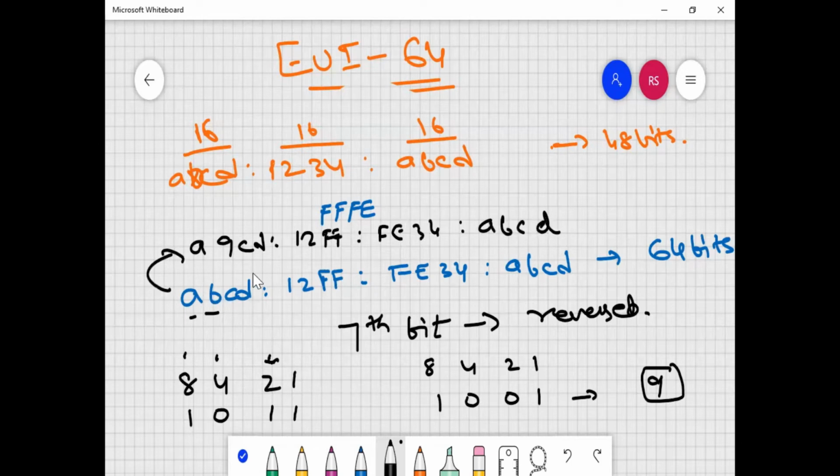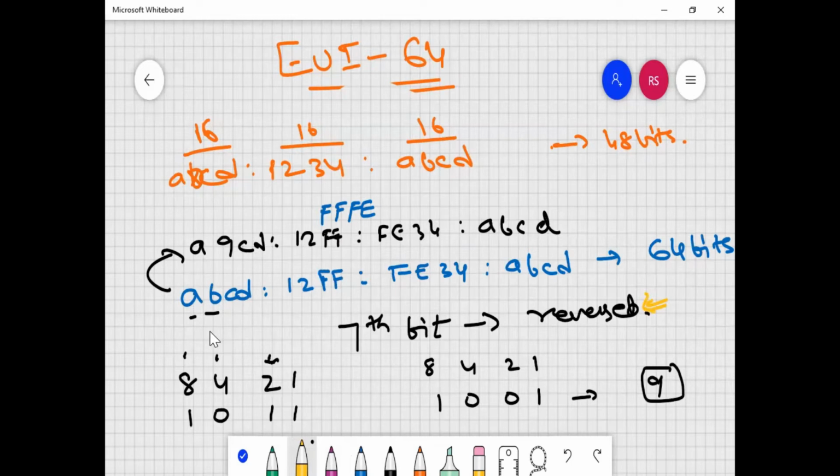Which, like, I did not understand how to reverse the bit. I am just telling you, don't worry. I am saying the 7th bit should be reversed. 7th bit should be reversed.